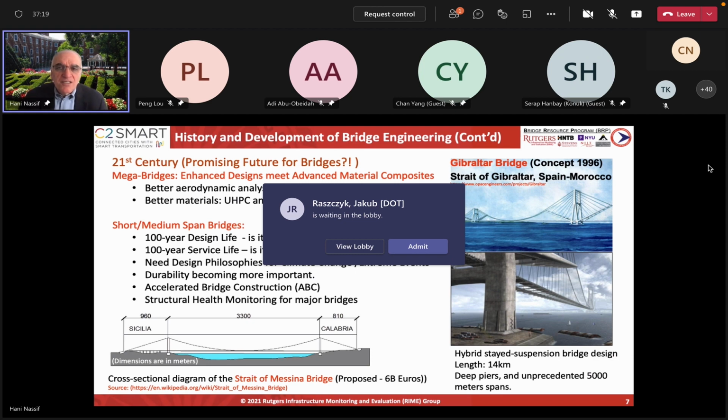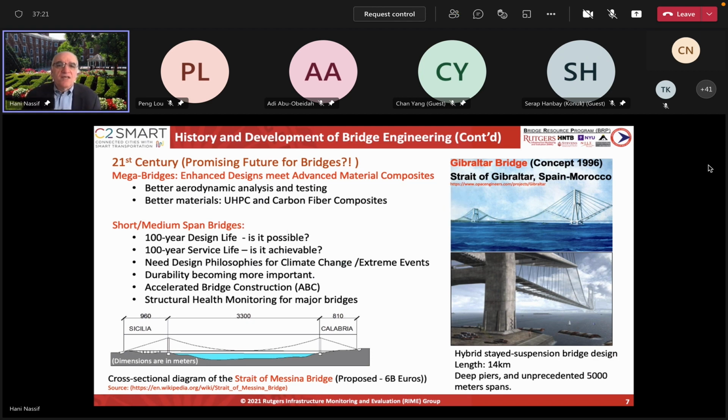The question is, is it possible to do a 100-year design life? Yeah, it is. We can design for a 100-year maximum moment or a 100-year maximum shear. However, the service life is different than design life, and we really need to pay attention to the service life. For example, the material we're going to be using, can they last more than 100 years?